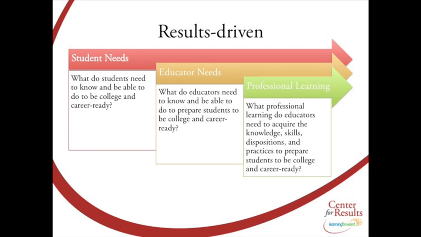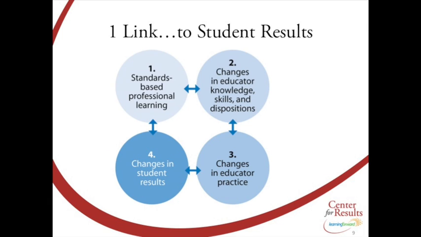The first is, what do students need to know and be able to do to be college and career ready? Then we must ask, what do educators need to know and be able to do to prepare students to be college and career ready? And finally, what professional learning do educators need to acquire the knowledge, skills, dispositions, and practices to prepare for student success?